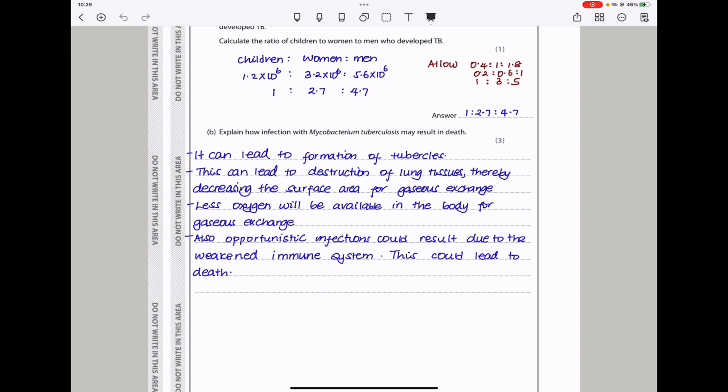In part B, explain how infection with Mycobacteria tuberculosis may result in death. Of course, we know during tuberculosis some tubercles are going to form, and this is going to lead to the destruction of lung tissue, thereby decreasing the surface area for gaseous exchange. So less oxygen will be available for gaseous exchange. They could also be opportunistic infections due to the weakened immune system, and this could lead to death.